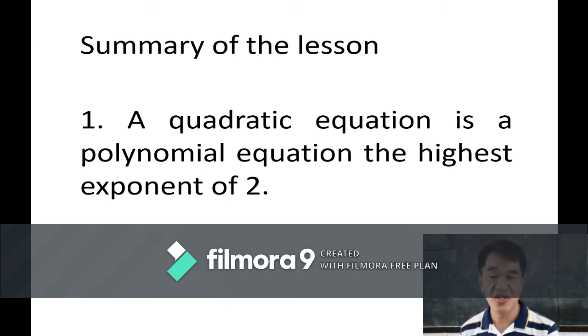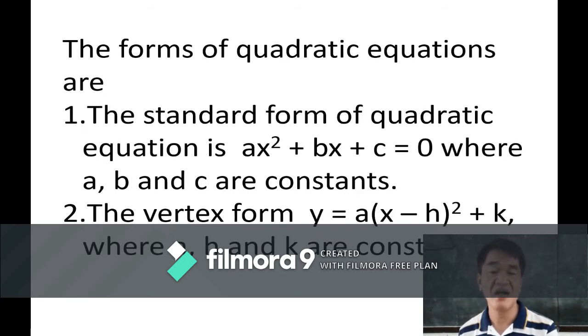Let's have the summary of the lesson. A quadratic equation is a polynomial equation with the highest exponent of 2. This can be said in different ways, but the meaning is the same. The forms of the quadratic equation are: the standard form is ax squared plus bx plus c is equal to 0, where a, b, and c are constants. And the second one is the vertex form, which is y is equal to a times the quantity x minus h squared plus k, where a, h, and k are constants.